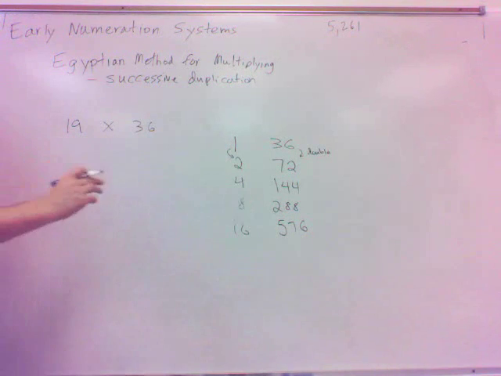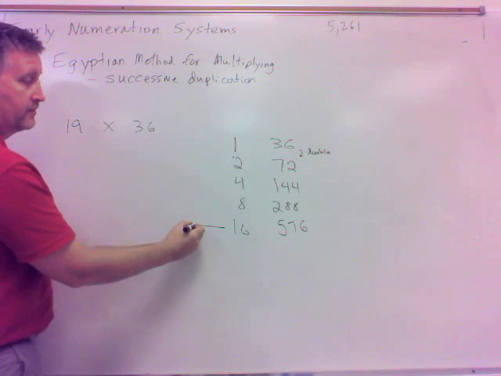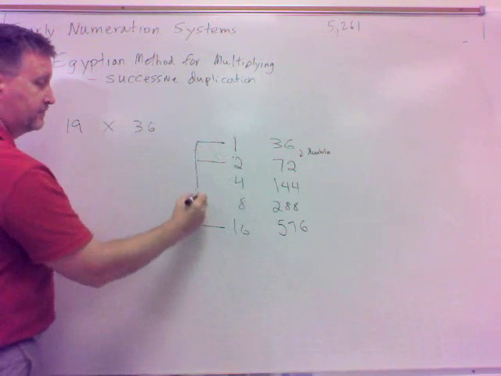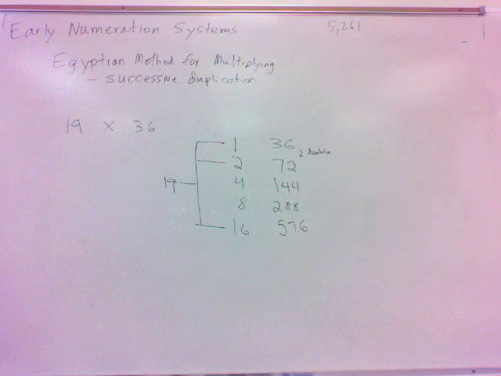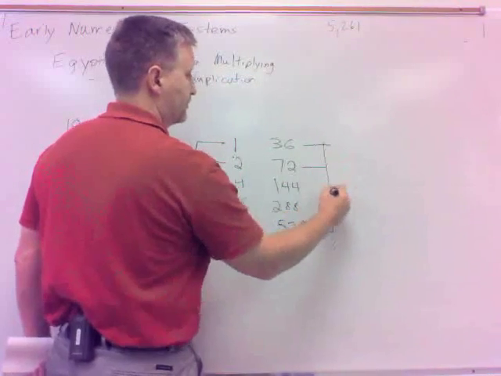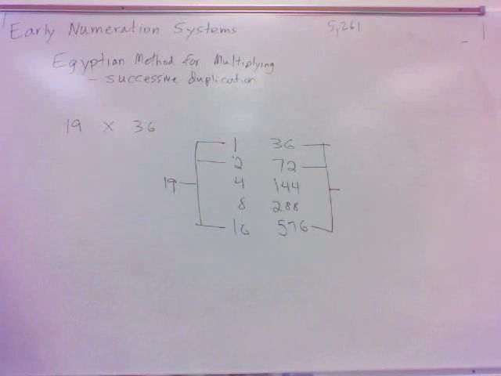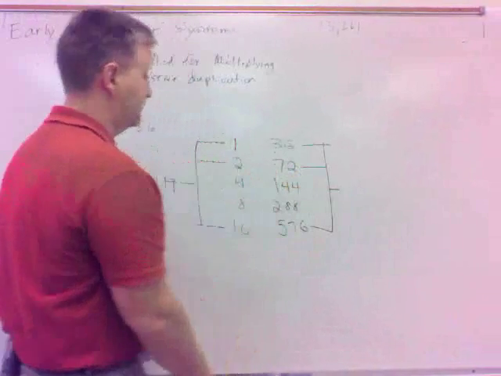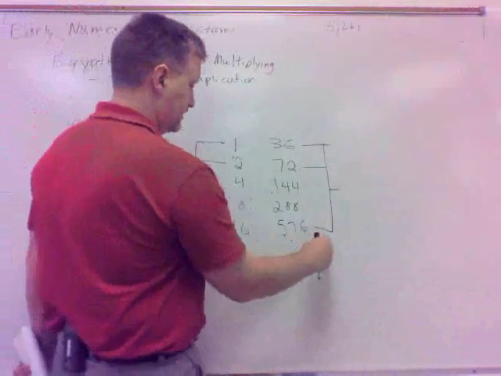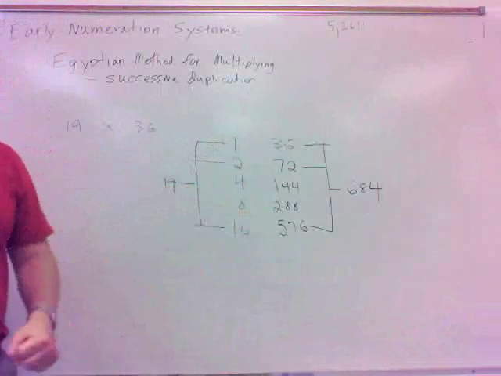So here's what I do, I just count the ones that add up to be 19. So that would be 16 and what? 2 and 1, right? That would be 19. All right, so I'm just going to count those. To get the answer that I want, I count the ones that are directly opposite of those. So these add up to be 19, so if I add the ones across from those, it should be the answer to 19 times 36. Let's see. So 36, 72, and 576. What do those add up to? 108, 684? I do believe. Is that right? 36, 72, and 576 is 684.